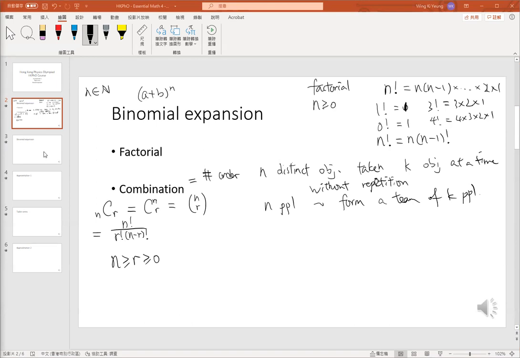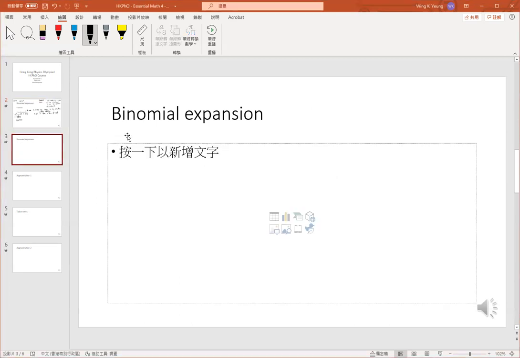So let's move on. For binary expansion, let's have a look at the Pascal triangle first. Okay, Pascal triangle. It's 1 1 1, 1 2 1, 1 3 3 1, 1 4 6 4 1, 1 5 10 10 5 1. I think you are able to find the pattern of this triangle, is it?